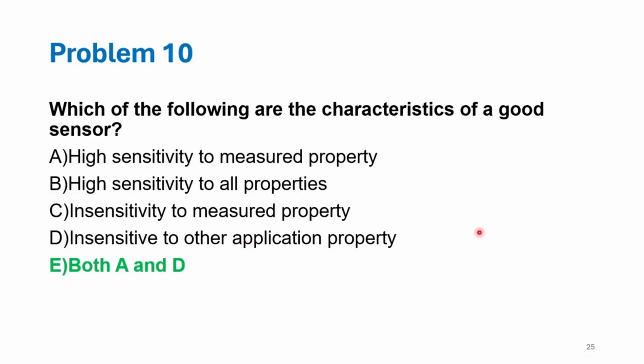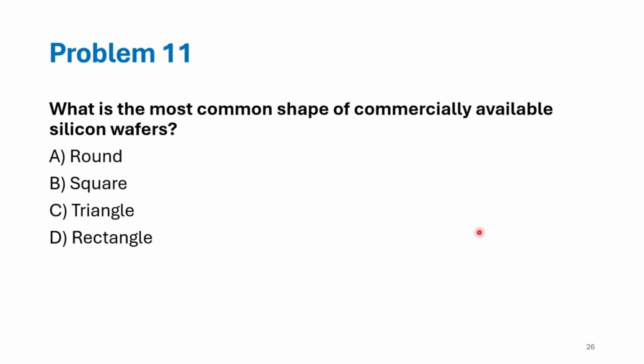So next, problem number 11. What is the most common shape of commercially available silicon wafers? A. Round. B. Square. C. Triangle. D. Rectangle.